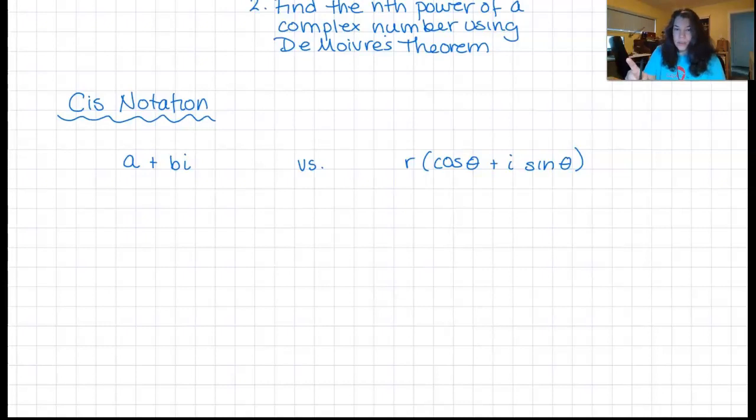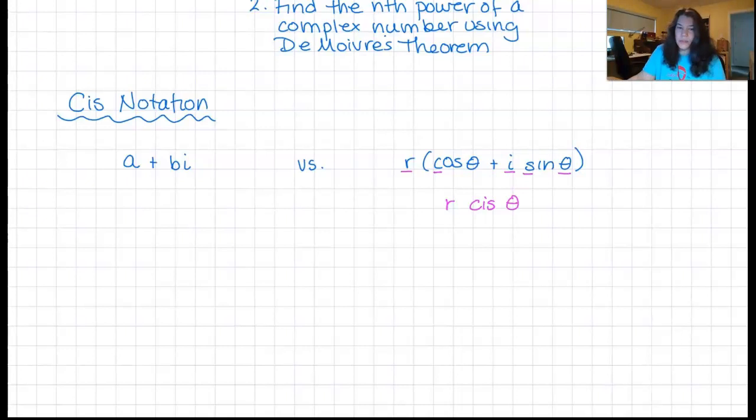But there's a quicker way to write it. Not everybody uses it, but it is a standard notation that is accepted. So we keep writing the same format every time. There's always an R, there's always a cosine, there's always an I, there's always a sine, and there's always a theta. And that theta for the cosine and the sine are always the same. So why write it every single time I write all this out? So instead, it's R sis theta.